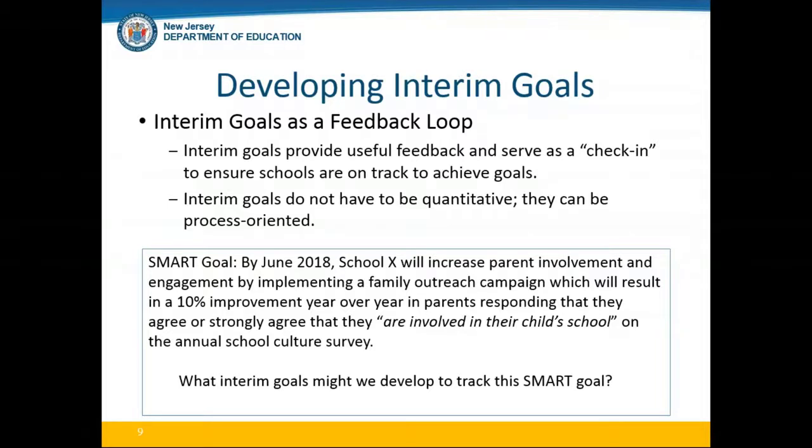Let's look at an example. What interim goals might we develop to track this SMART goal? By June 2018, School X will increase parent involvement and engagement by implementing a family outreach campaign, which will result in a 10% improvement year over year in parents responding that they agree or strongly agree that they are involved in their child's school on the annual school culture survey.